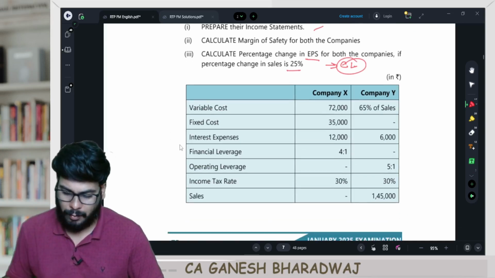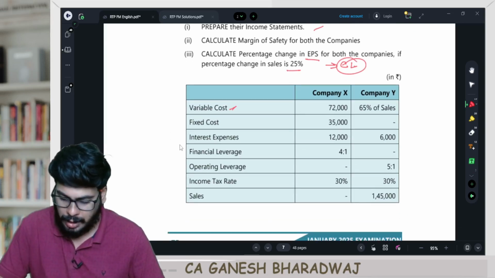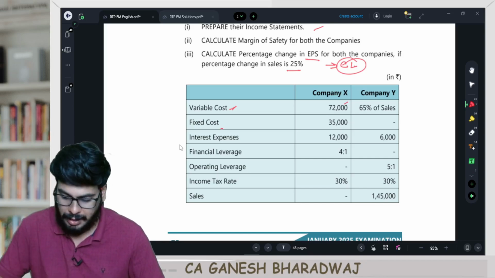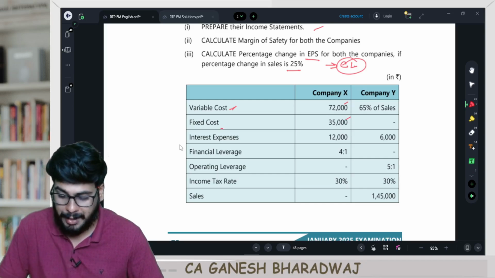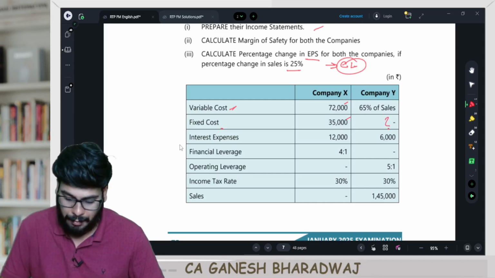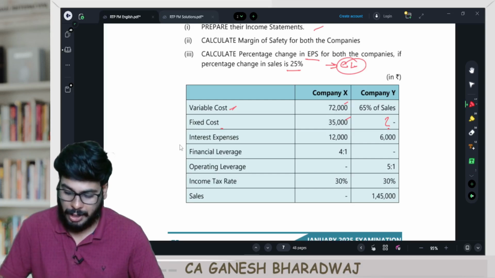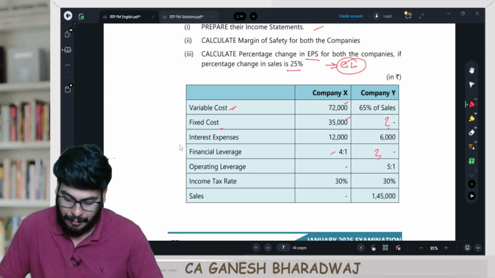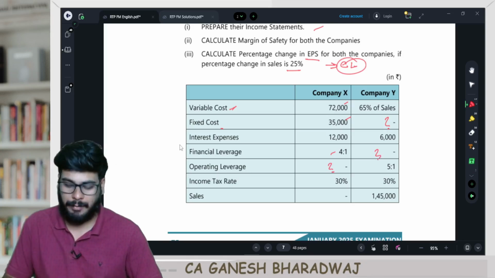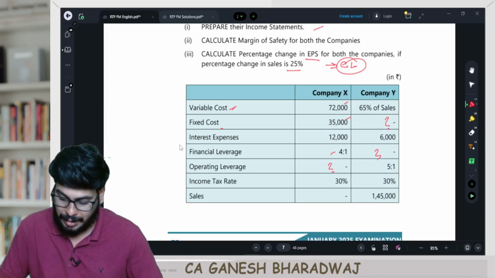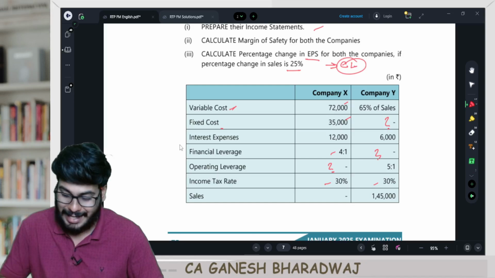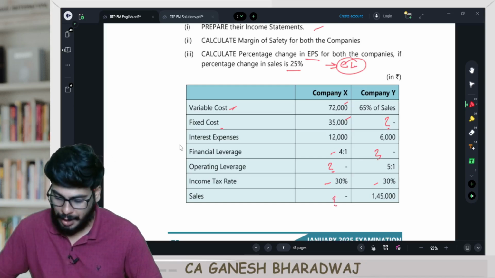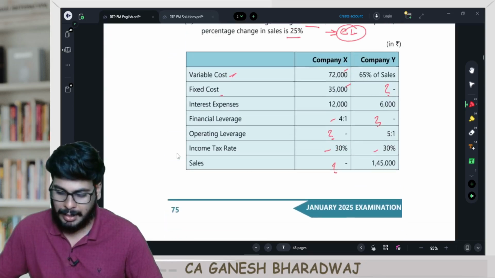So they have given X and Y. So variable cost, company X is given in figure, company Y is given as a percentage of sale. Fixed cost for company X, it's given. Company Y, they have not given it. Interest for both the companies, it's given. Financial leverage 4:1 for company X, company Y not given. Operating leverage, company X they have not given. Company Y it's 5.5:1. The income tax rate 30% for both the companies. Sales figure for company X they haven't given it. Company Y they have given it as 1,45,000 rupees. Right, that's about this question.